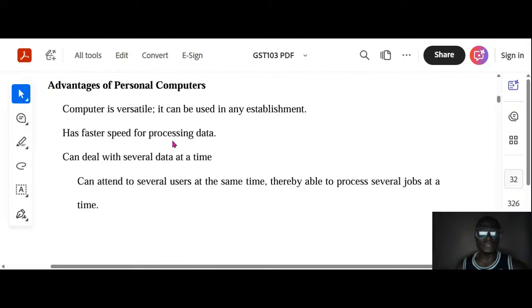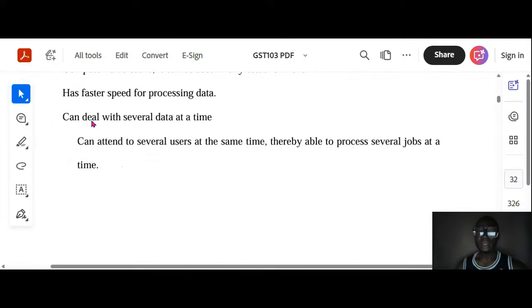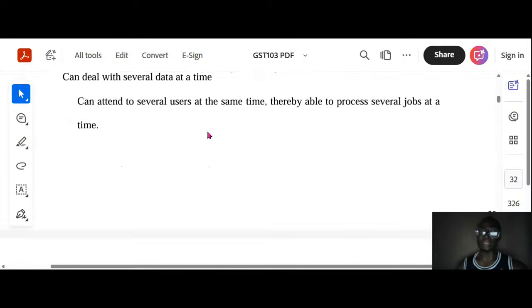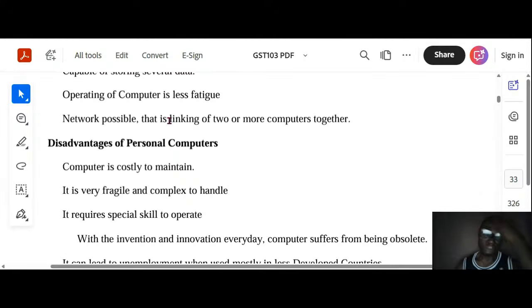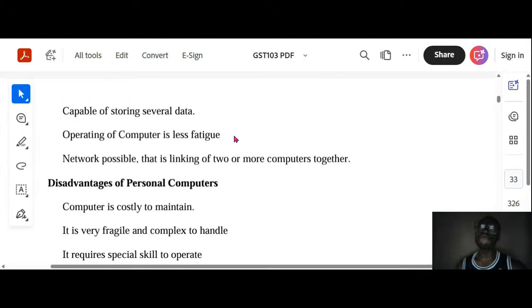Now, has faster speed for processing data. Those are personal computers. You can deal with several data at a time. You can multitask. It can attend to several users at the same time. Those are all advantages. Then they are capable of storing several data. Like some of you that like horror movies, all the horror movies they produced since 2000 to date, you still have them in your system. Why? Because you like going back to some of them sometimes. So it's because the computer can store several data, not only movies, it can store songs, pictures, documents, anything.